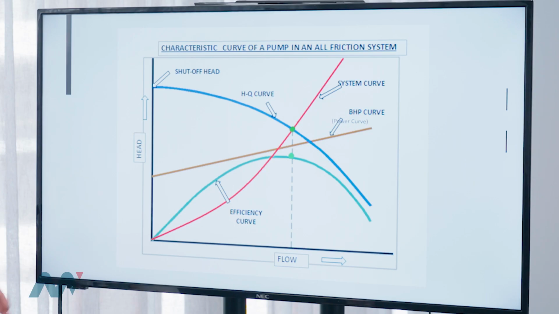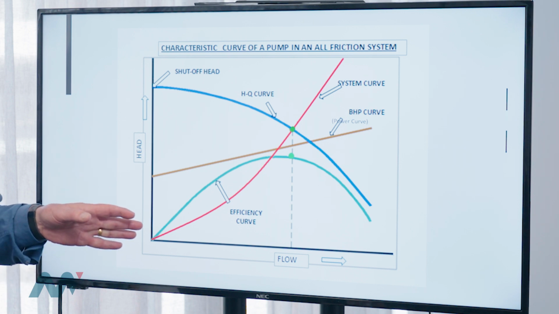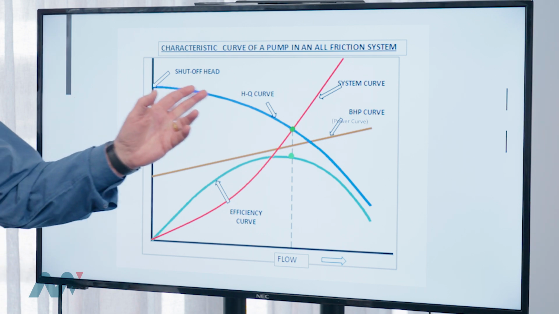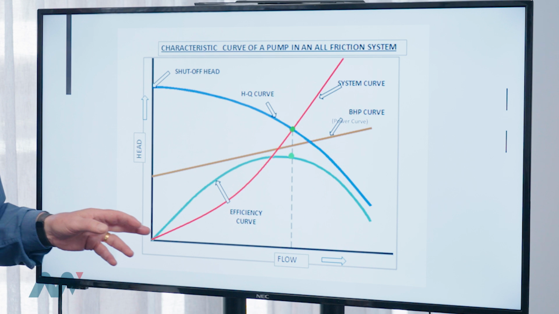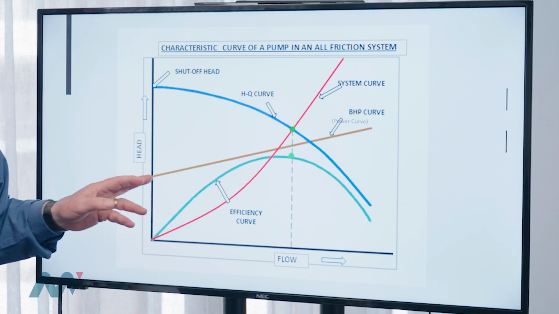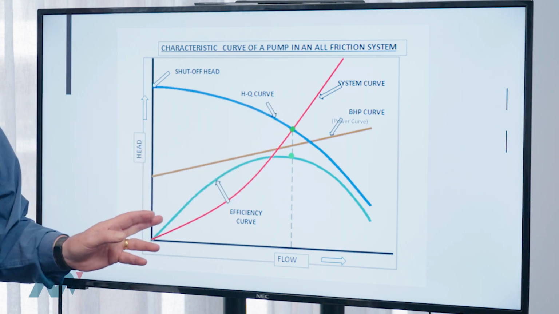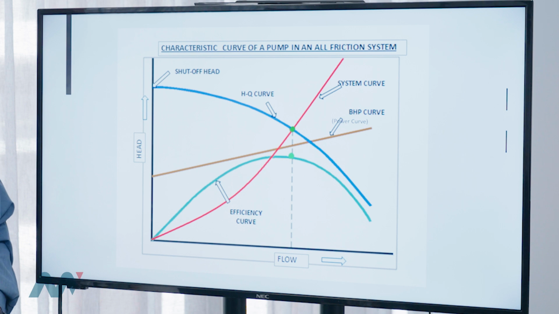If we look at the pump and system intersection point, here is your pump curve again, the blue line. Here is your system curve. Here is your BHP curve. And here is your efficiency curve. So that would be the characteristic for a pump that is operating in the red line system.